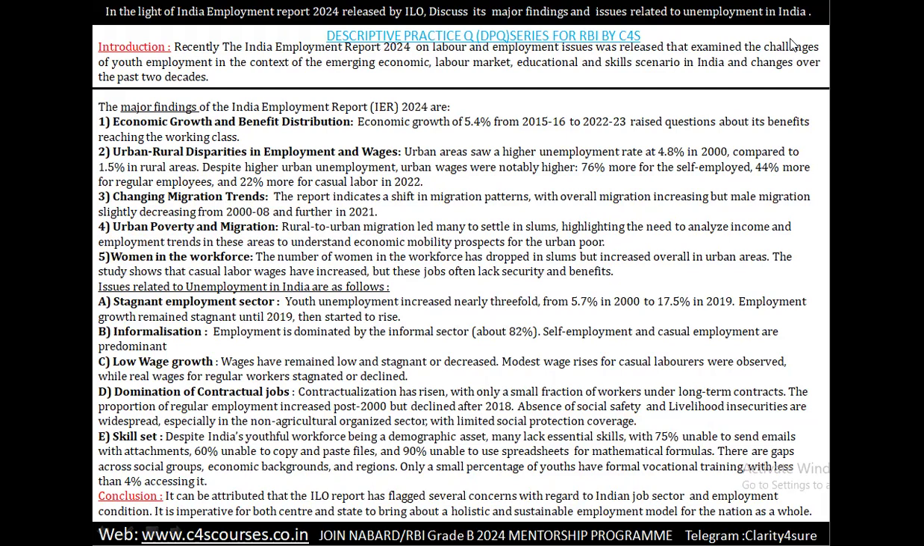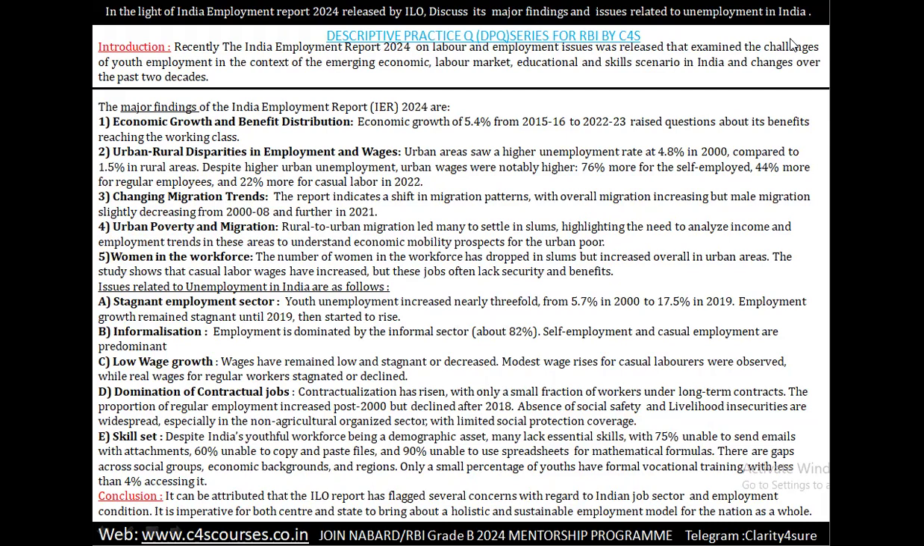Another issue is social protection. The contractual worker will be denied social protection compared to the formal workers who are in that net. So the absence of social safety, which comes with livelihood insecurities, is widespread. And this has happened after 2018. The proportion of regular employment increased post 2000, but it declined after 2018.